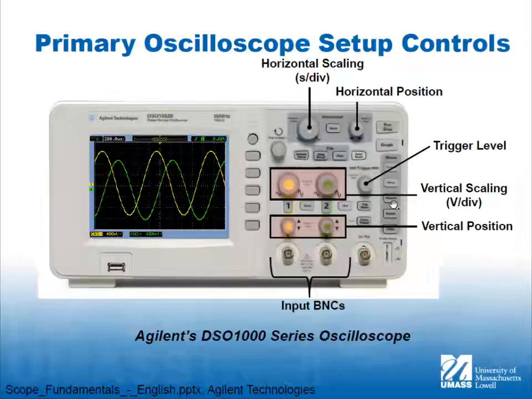And then we have the run button. So the run button waits for a trigger, and it will trigger every time. And you can click single, and it will only trigger once. So this is the 2 to 3 minute description of an oscilloscope.